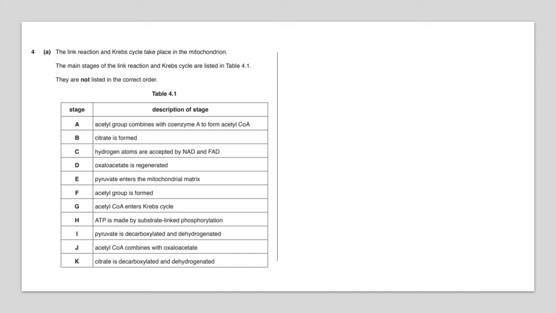It says the link reaction and Krebs cycle take place in the mitochondrion. The main stages of the link reaction and Krebs cycle are listed in table 4.1. They are not listed in the correct order. So already, before even looking at what the question says, you can already tell that there's a high possibility that you will be asked to recall the steps in respiration. And not just all the steps of respiration, but specifically what happens within the link reaction and the Krebs cycle. I love questions like this because they sort of test your ability to recall or synthesize information in a chronological order. And you might already tell from this channel that I love chronological order. So let's look at it.